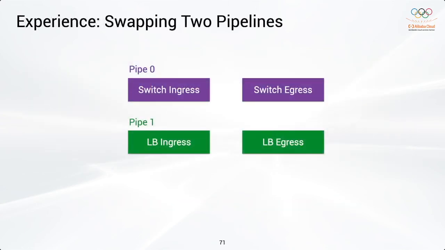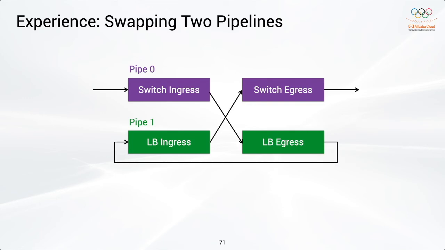Finally, I will use a real example to show how Aquila is used in Alibaba's P4 program verification. Here are the pipelines of a production-scale data plane program. Their 3 functions are implemented in switch ingress and switch egress, while custom functions such as load balancer are implemented in LB ingress and LB egress. When the packet enters switch ingress, it will be forwarded to LB egress, then recirculated to LB ingress, and finally forwarded to switch egress and leave the switch.